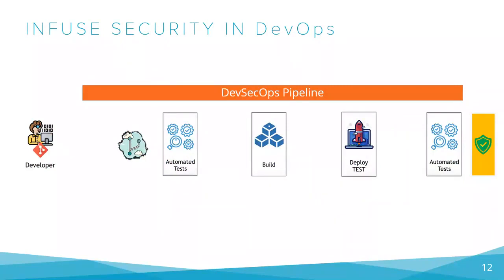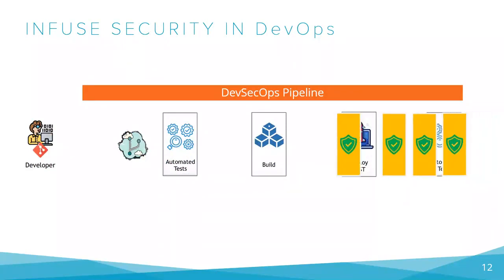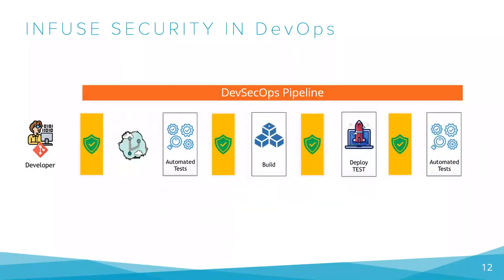We need to start thinking about security right from the beginning. So, security should be infused or integrated into each step of the DevOps process. Developers need to ensure that security is embedded in the code. As soon as any security issue is identified, it is fixed right away.